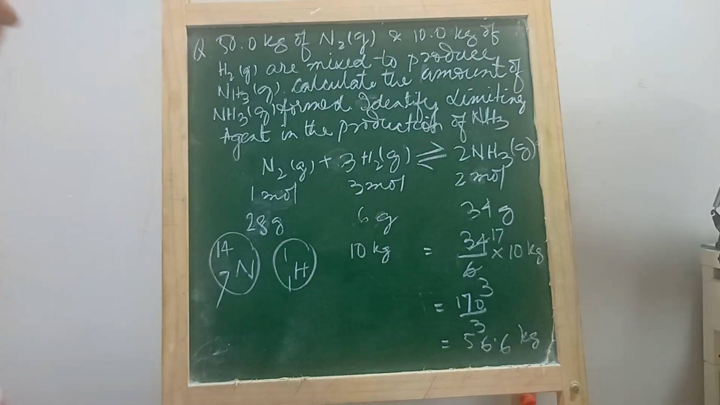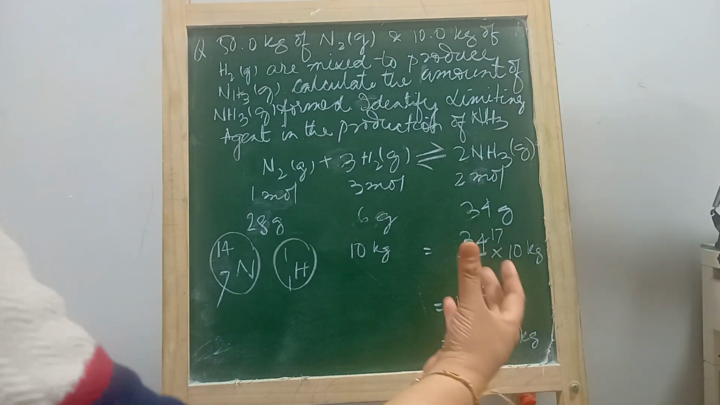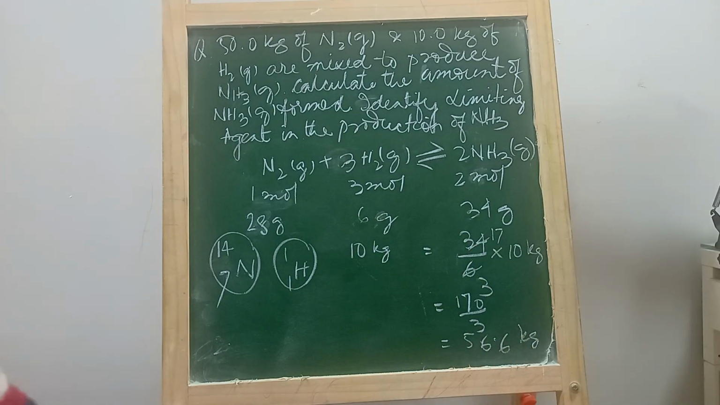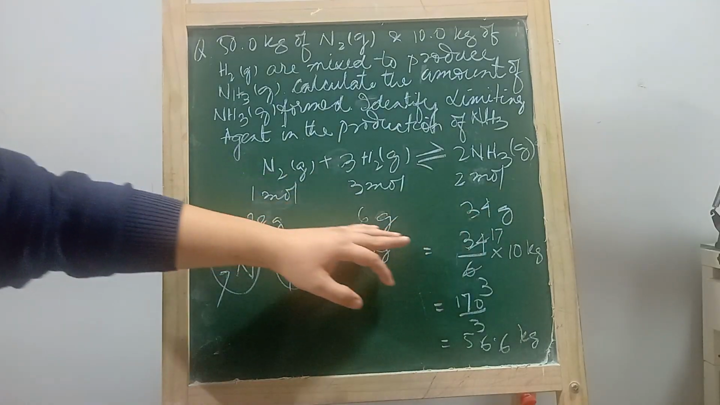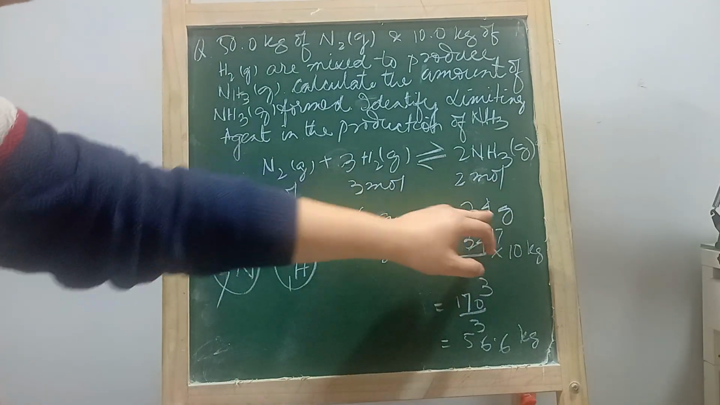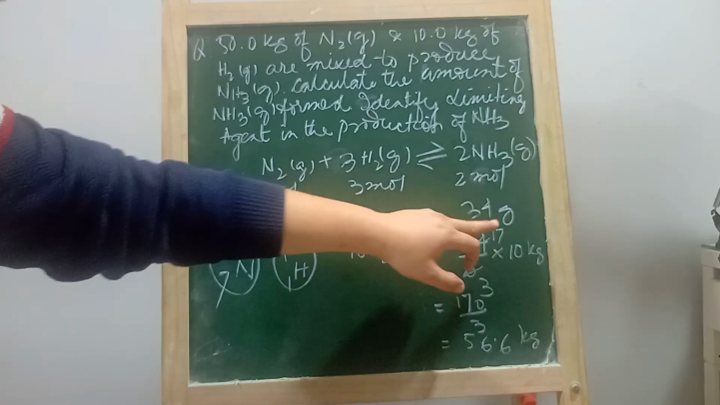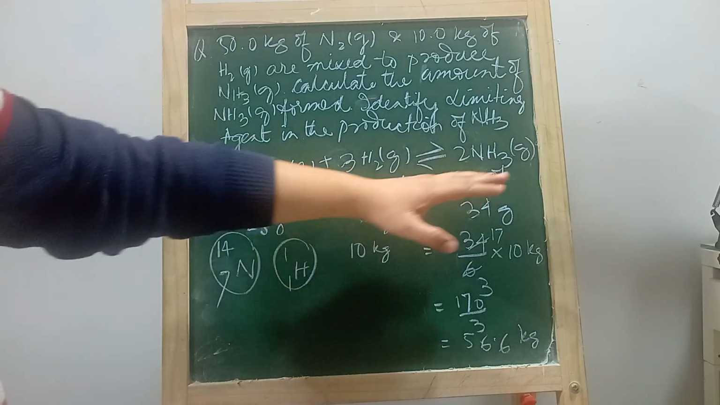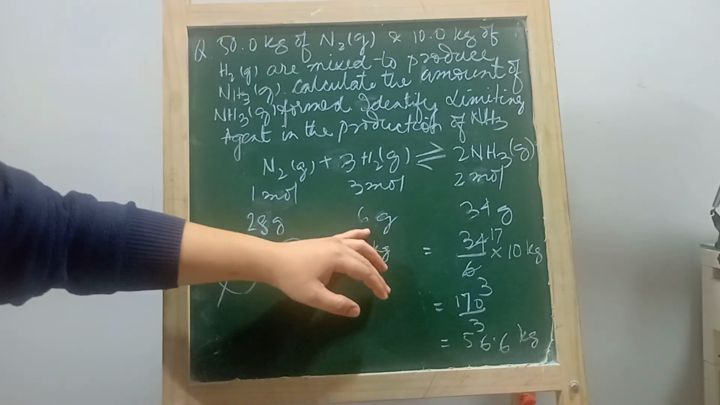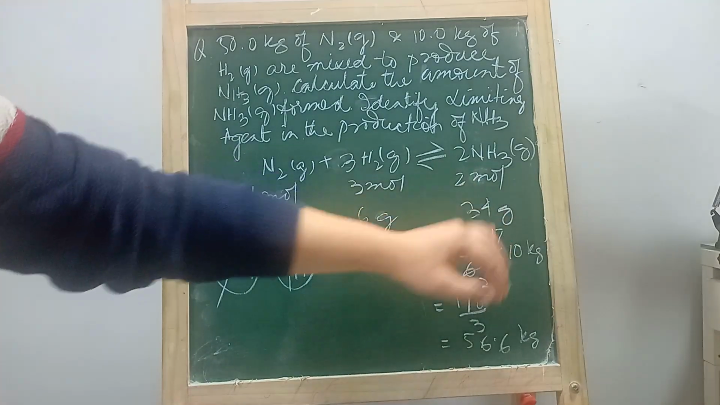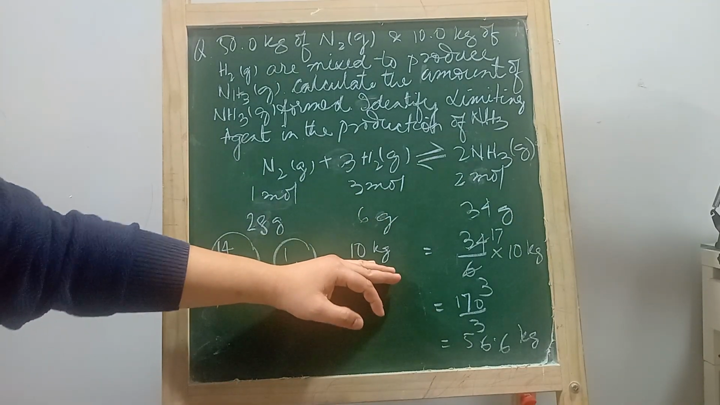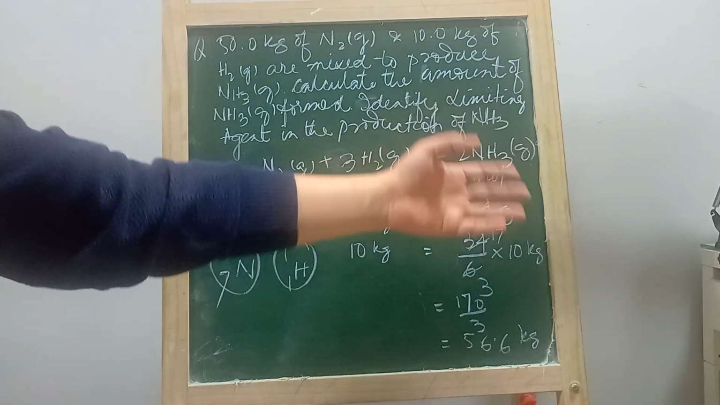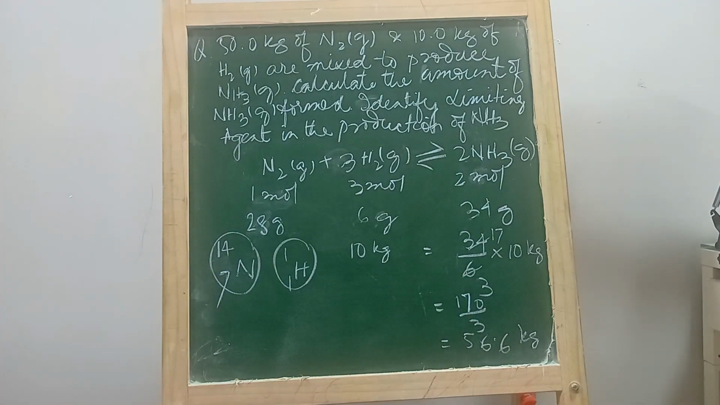So 10 kg of hydrogen will produce ultimately 56.6 kg of ammonia. This you can see from here: 6 6s are 36, around 6 times. As per the equation, the amount of ammonia formed will be around 6 times the hydrogen's mass. So 6 times 5 is 30, a little less than 6 times. So for 10 kg, 6 times 10 is 60, a little less than 60 kg. That is 56.6 kg. So I think our answer is approximately right.